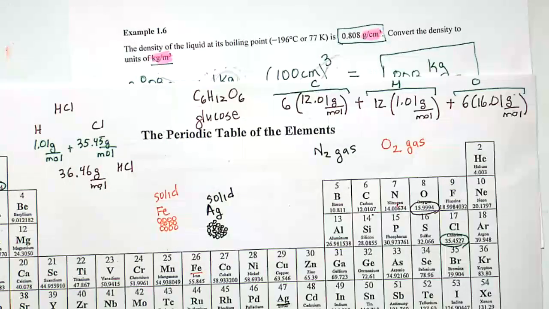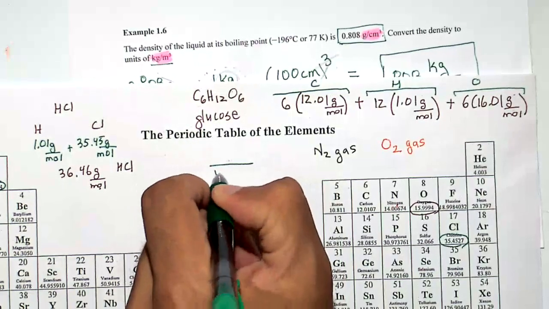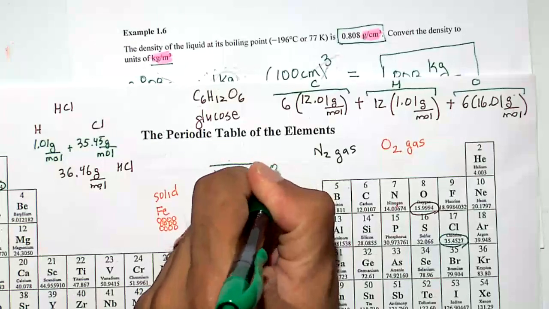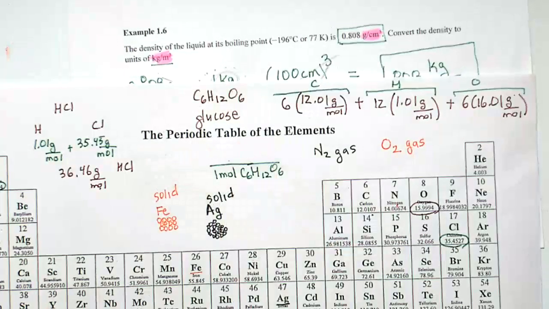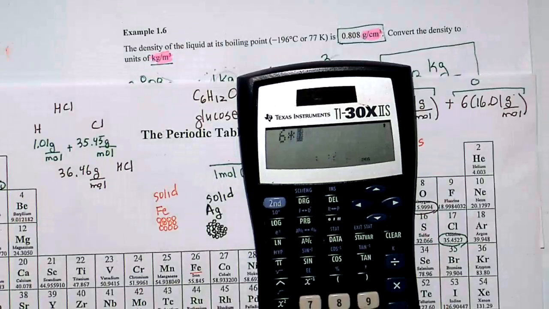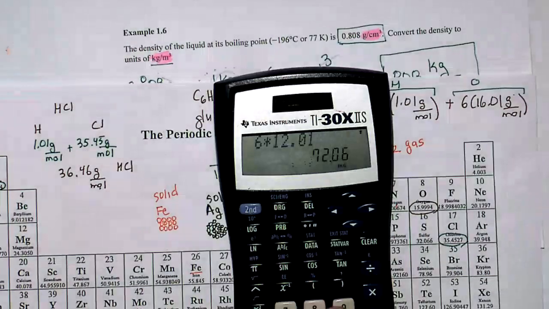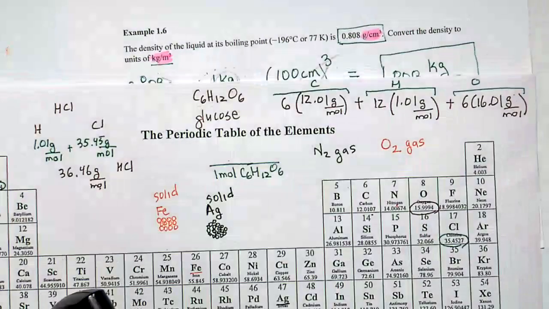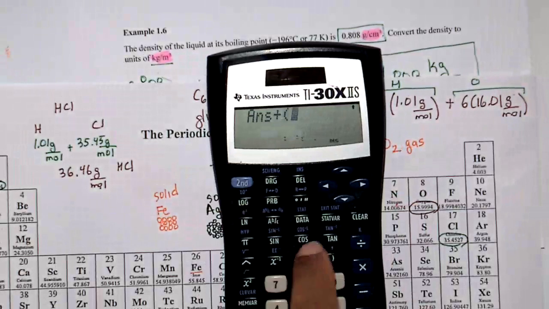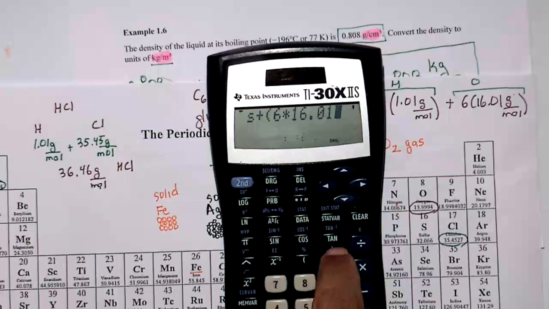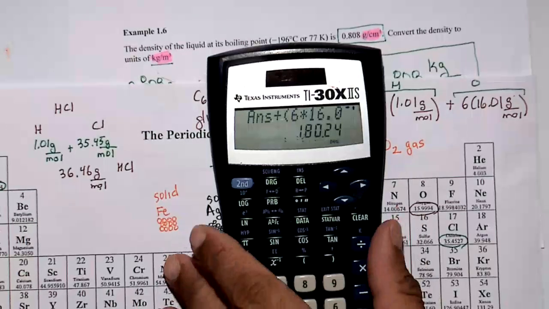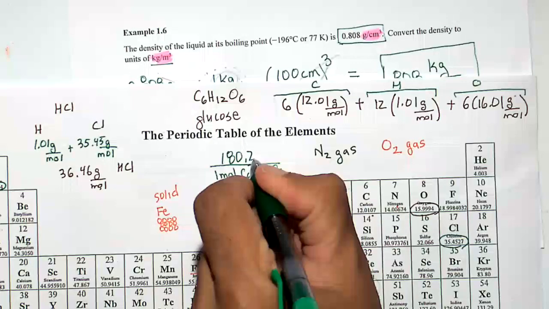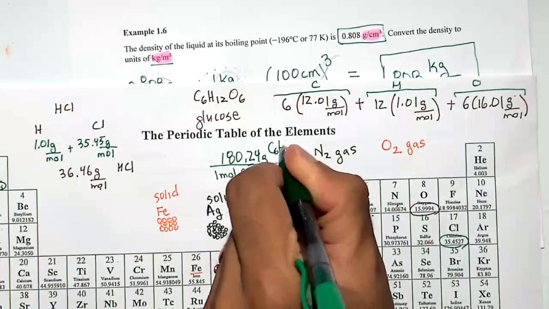So what is the molecular weight of glucose? 1 mole of glucose contains how many grams of glucose? Okay, 6 times 12.01 plus 12 times 1.01 plus 6 times 16.01. Okay, more or less, we're looking at about 180.24 grams of glucose.